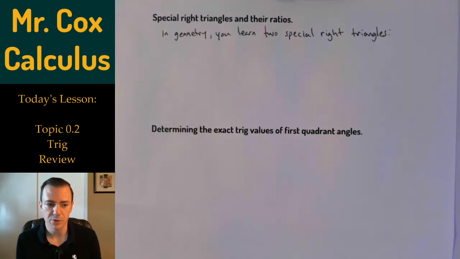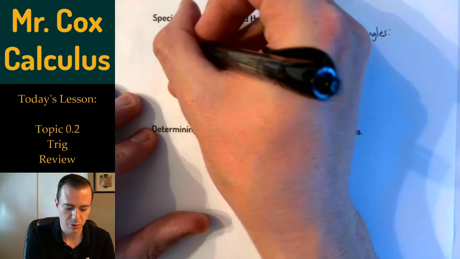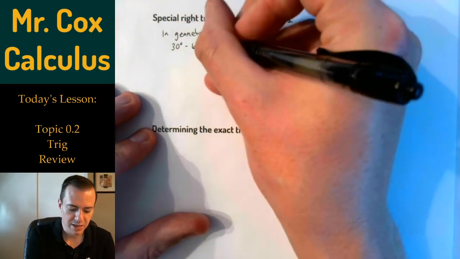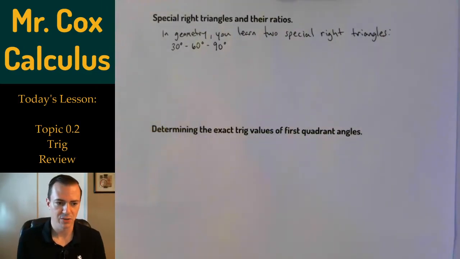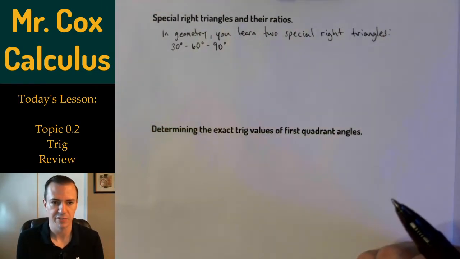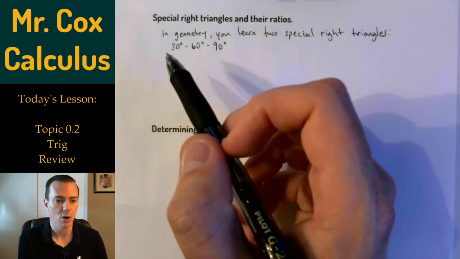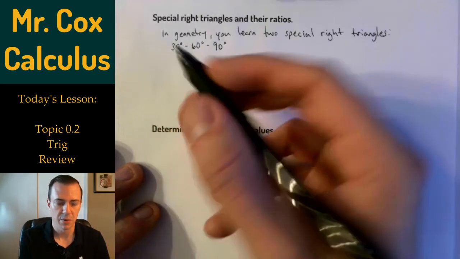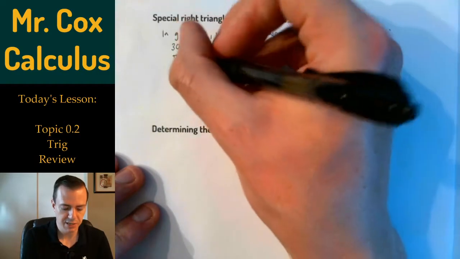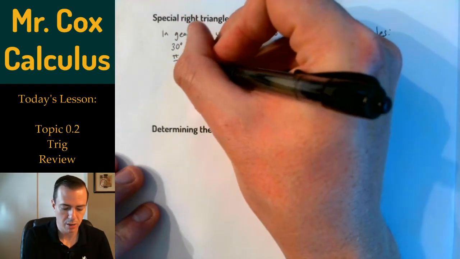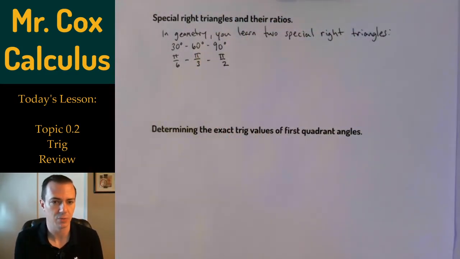Now then, geometry taught them to you as the first one was a 30 degree, 60 degree, 90 degree right triangle. I'd like for you to think of it in terms of radians. So remember how we convert from degrees to radians. 30 degrees times pi over 180 radians is going to end up being pi over 6. 60 degrees comes out to be pi over 3. And 90 degrees comes out to be pi over 2.